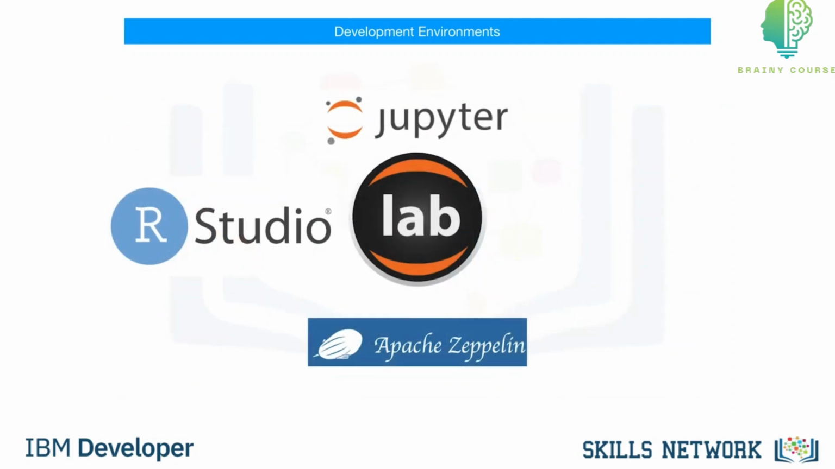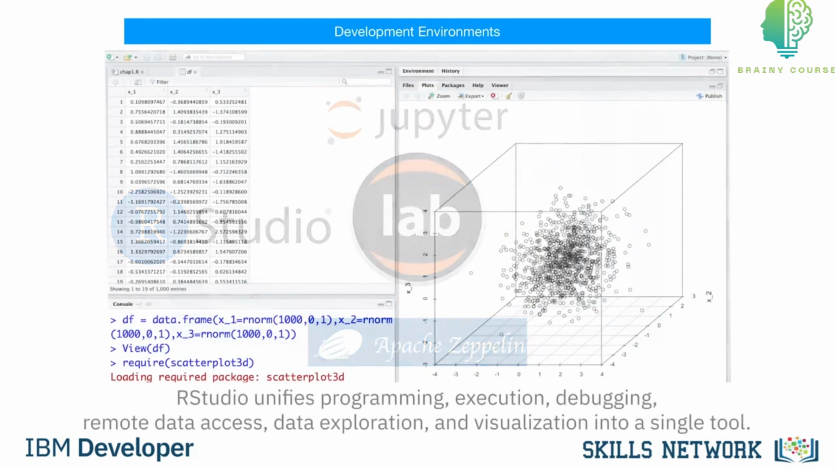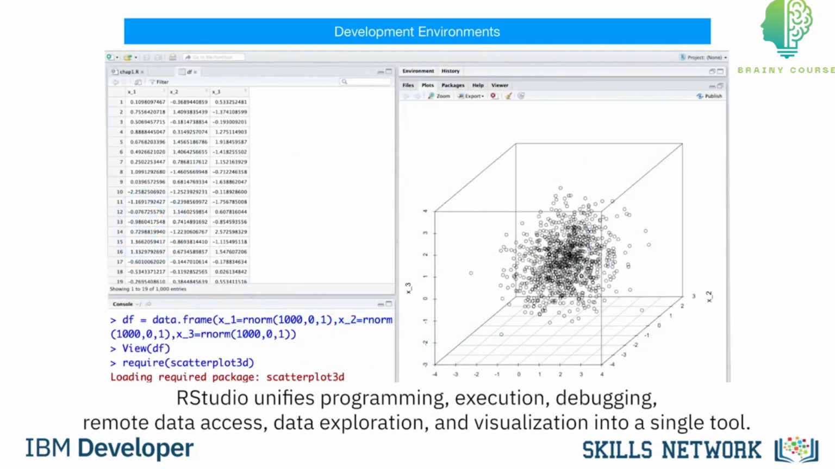RStudio is one of the oldest development environments for statistics and data science, having been introduced in 2011. It exclusively runs R and all associated R libraries. However, Python development is possible, and R is therefore tightly integrated into this tool to provide an optimal user experience. RStudio unifies programming, execution, debugging, remote data access, data exploration, and visualization into a single tool.